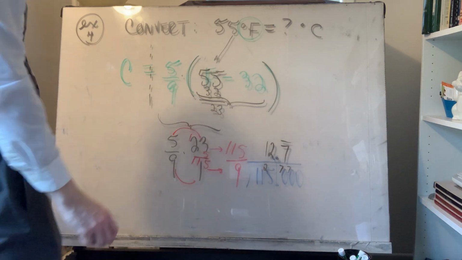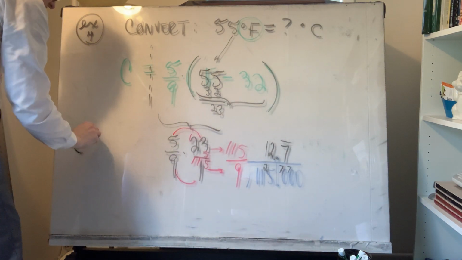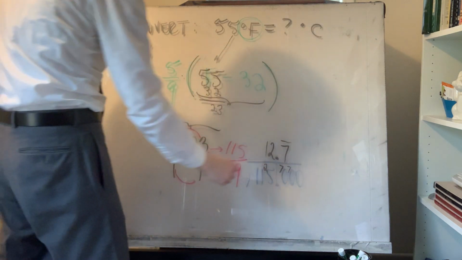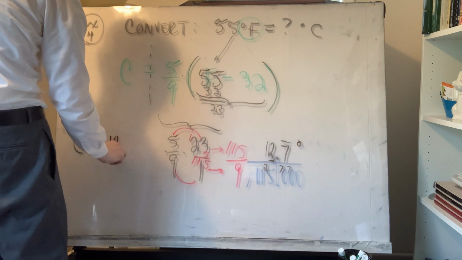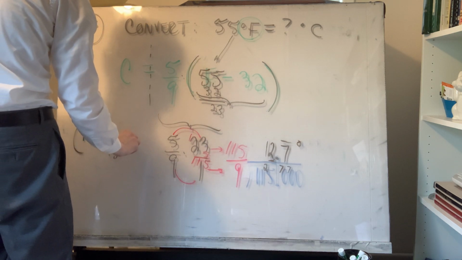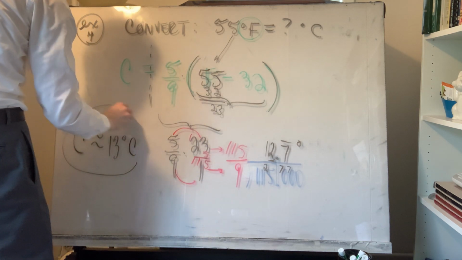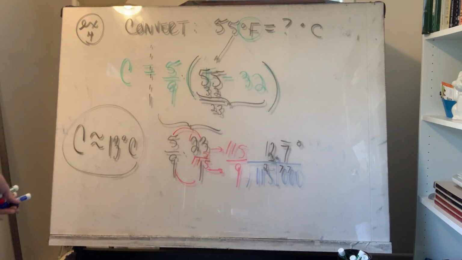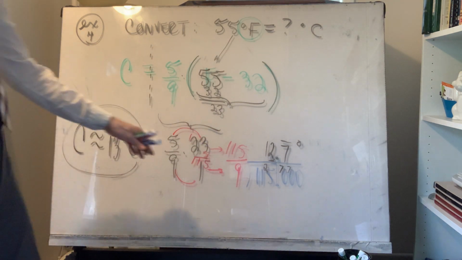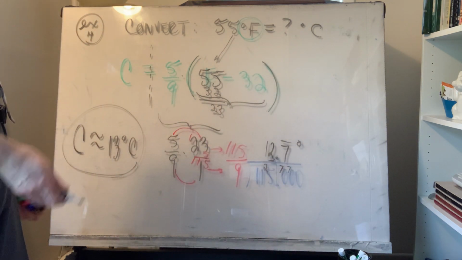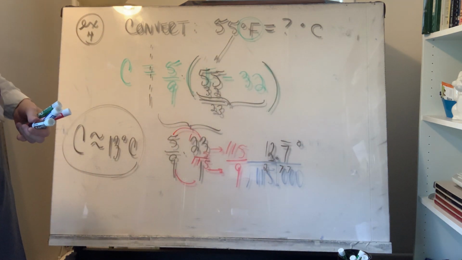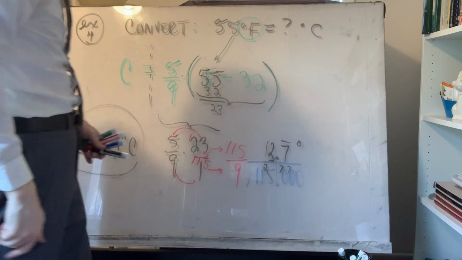That means that your Celsius is approximately, let's round it to a whole degree, approximately 13 degrees Celsius. Unless they specify that they want it to the tenths place, in which case I would make it 12.8. Okay. Let's do the other type.